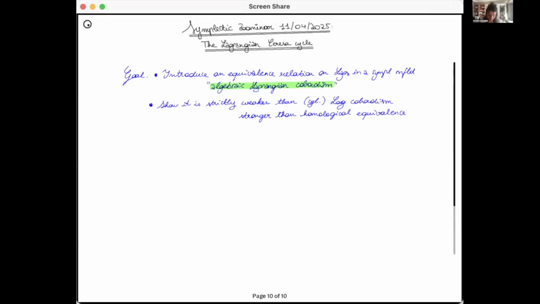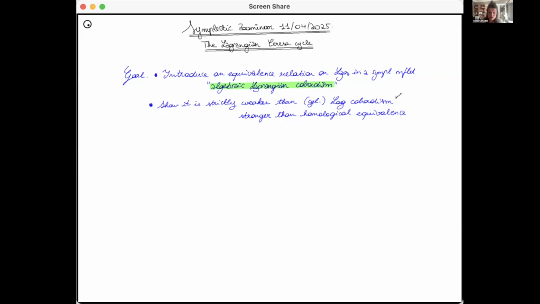What I want to do is introduce an equivalence relation on Lagrangians in a symplectic manifold. Usually I'll imagine my manifold to be compact and my Lagrangians to be closed compact, but this could be generalized. I'll call this equivalence relation algebraic Lagrangian cobordism. Then I'll show that it's strictly weaker than Lagrangian cobordism or cylindrical Lagrangian cobordism, if you know what that means, but strictly stronger than homological equivalence.